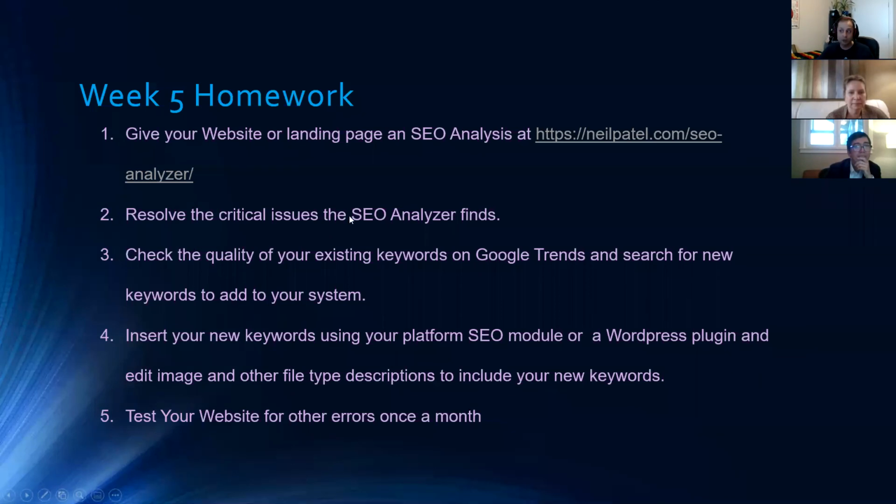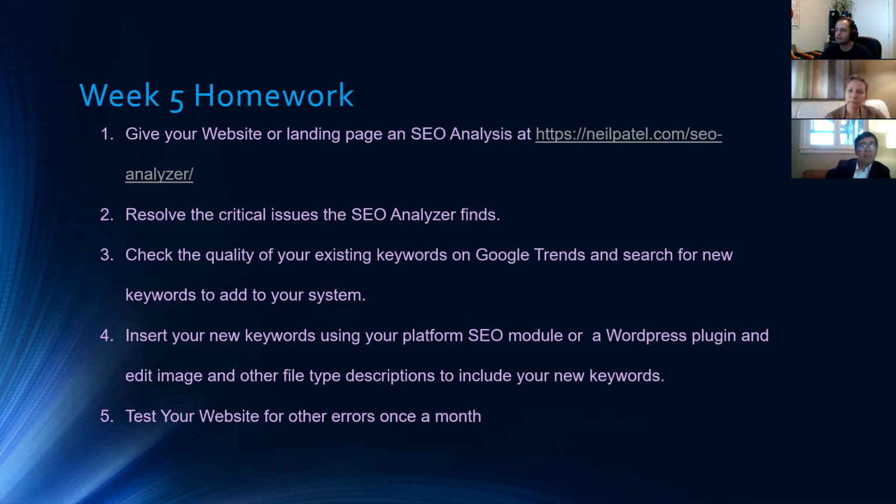Number 2, resolve those critical issues as much as you can. Number 3, check the quality of your existing keywords on Google Trends. We talked about it. So go and change it to your location or to the parameters that are important to your business, and check the keywords that you have already used. If you don't have any keywords or you haven't done any SEO, then forget about it. Go to step 4. Actually, no, go to the second section of step 3. Go and search for new keywords to add to your system.